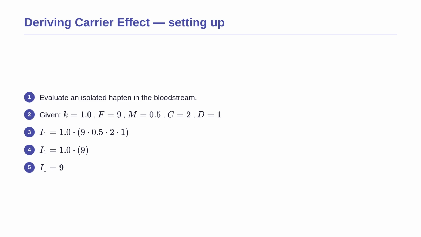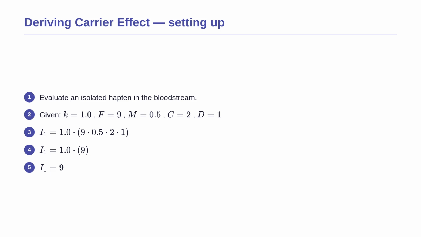Now that we have successfully used the formula, let us use it to mathematically prove the concept of haptens and carrier proteins we discussed earlier. We want to prove why haptens cannot trigger a response alone. We start by evaluating a small, isolated hapten floating in the bloodstream. The host constant K is 1.0. The hapten is highly foreign, so F is 9, but its molecular weight, M, is only 0.5, and its degradability, D, is just 1. Its complexity, C, is 2.